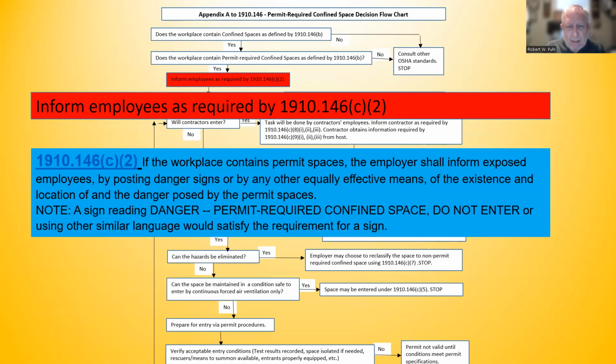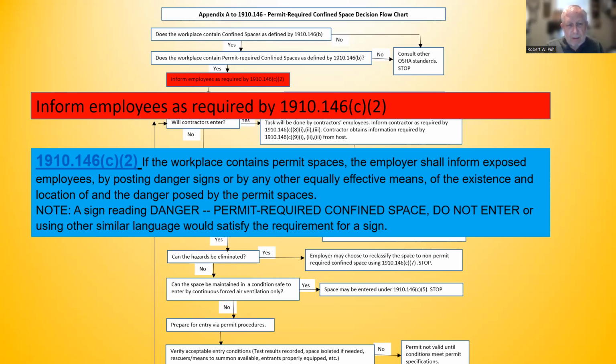But if the answer is yes, now you do have permit required confined spaces. So you need to inform the employees as required by 1910.146(c)(2). That's what's in this flowchart, and I pulled up in blue what that says. If the workplace contains permit spaces, the employer shall inform exposed employees by posting danger signs or by any other equally effective means of the existence and location of and the danger posed by the permit spaces. Note: a sign reading "Danger, Permit Required Confined Space, Do Not Enter," or other similar language would satisfy the requirements for a sign.